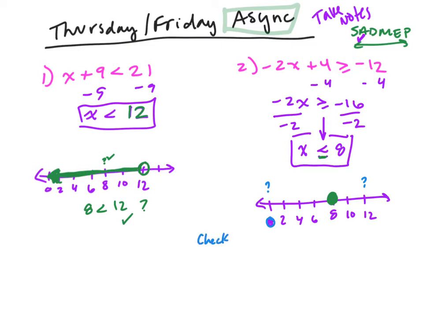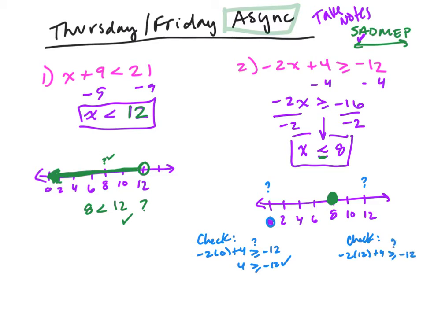You have to check in the original inequality. So negative 2 times 0 plus 4. Is that really greater than or equal to negative 12? 0 plus 4, 4 is greater than negative 12. Okay, I almost don't want to check the other side because that works, but let's do it anyway. Check. Negative 2 times positive 12 plus 4. Is that greater than or equal to negative 12?